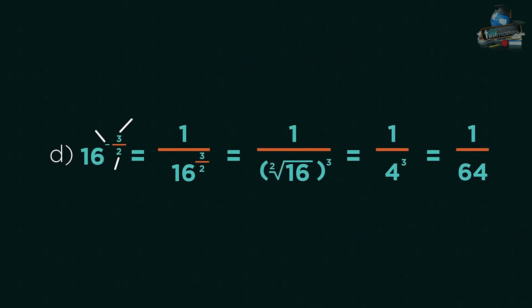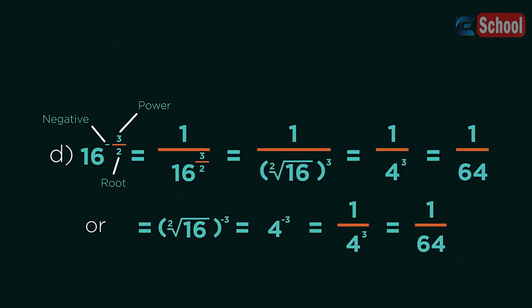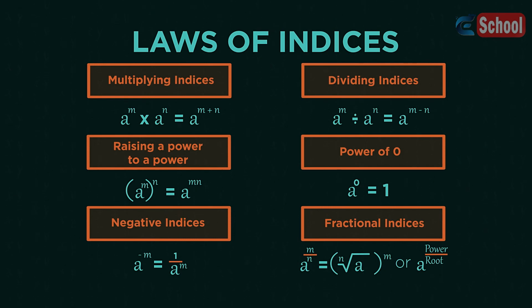On that last one, we need to combine negative and fractional indices. I always do the negative first, then the root, then the power. But again, you can actually do it in any order. So these are the 6 laws of indices that help you solve complex sums involving powers and also are really important for lots of algebraic processes.